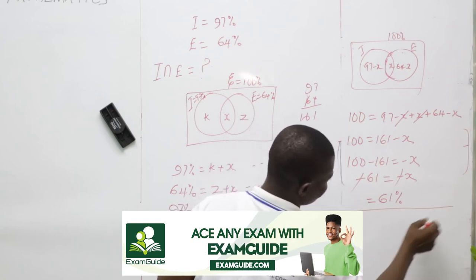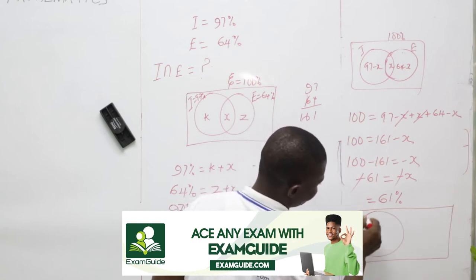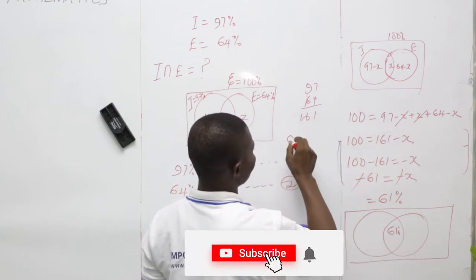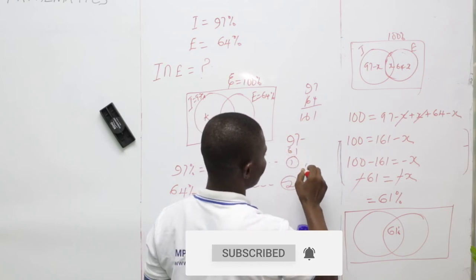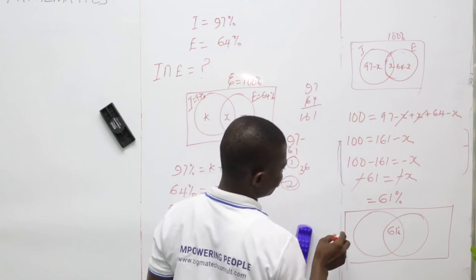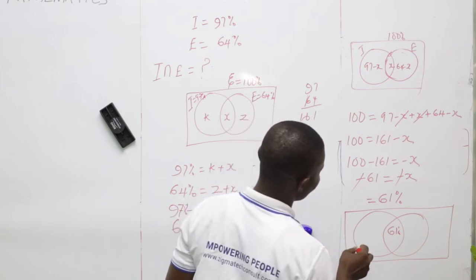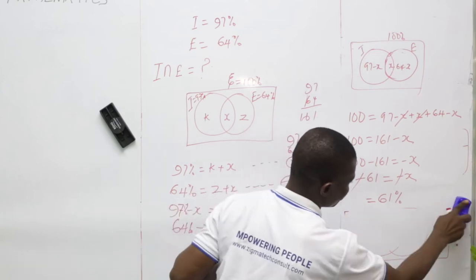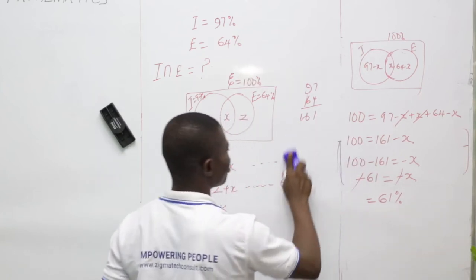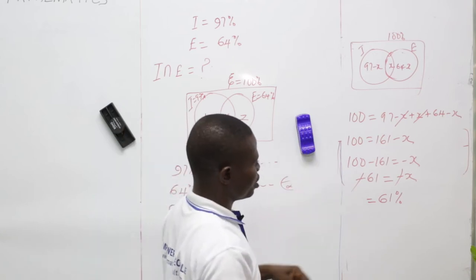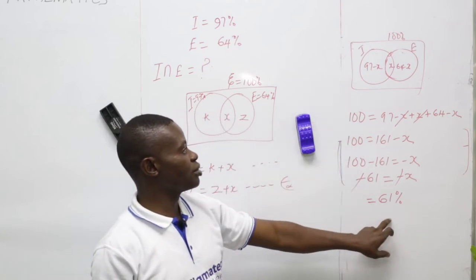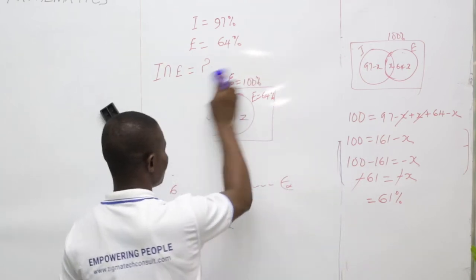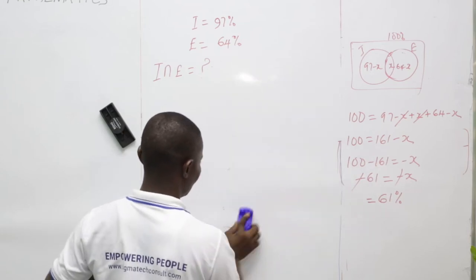Now to analyze this set, to make it look real, here is 61%. 97 minus 61 will give us 36%. So that is not our interest anyway. Our interest here is that the number of people that can speak the two languages is what? 61%. If you still want to try the other methods I told you of, let us check and see what will happen to that effect.